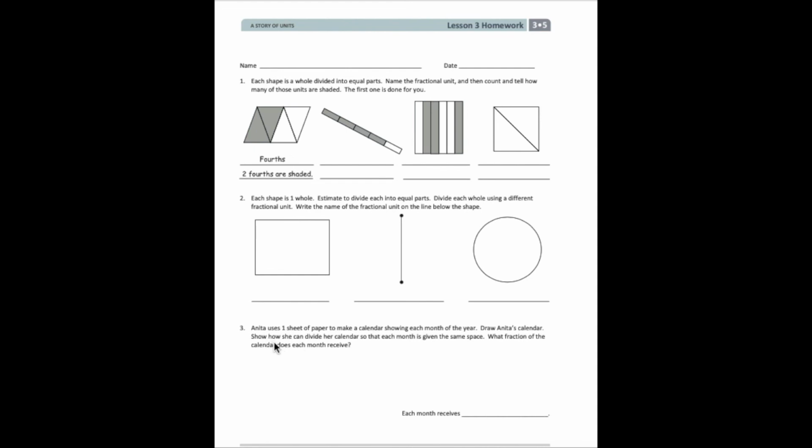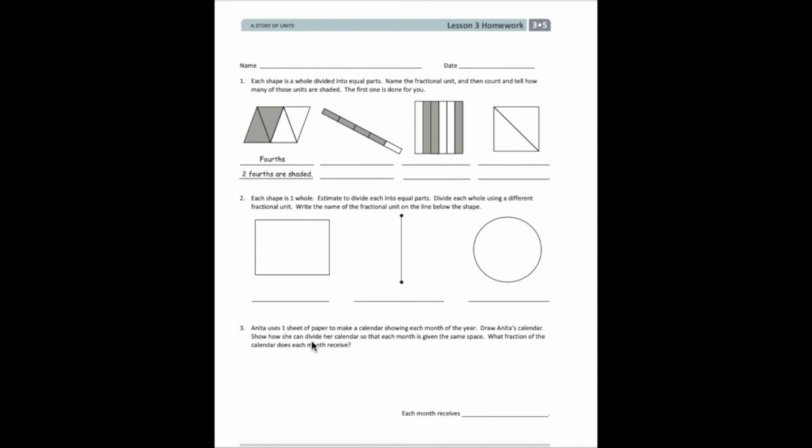And lastly, number 3. Number 3 is a word problem. Let's read it. Anita uses one sheet of paper to make a calendar showing each month of the year. Draw Anita's calendar. Show how she can divide her calendar so that each month is given the same space. What fraction of the calendar does each month receive? Okay, well, we're drawing a calendar, but not really. We're actually just going to draw a shape, and that shape is going to depict the fraction for her calendar. So we actually have to know something that's a little bit outside of math in order to complete this problem. We have to know that on a calendar there are 12 months in the year.